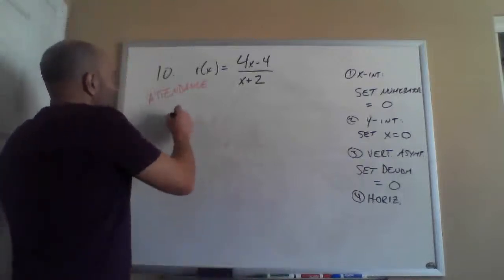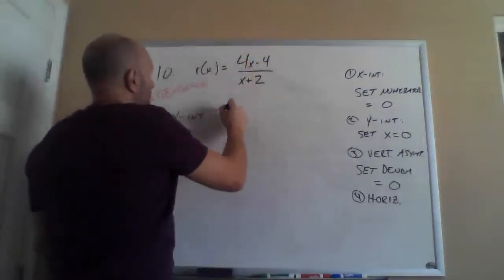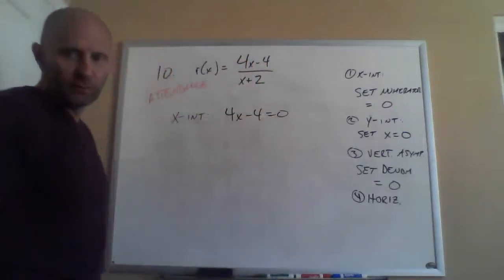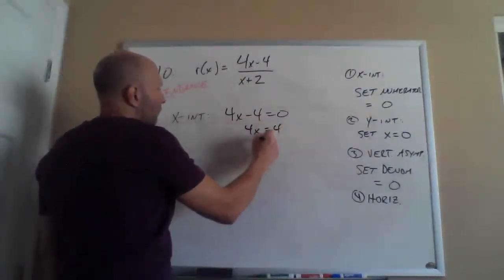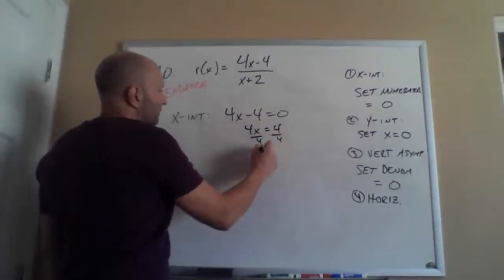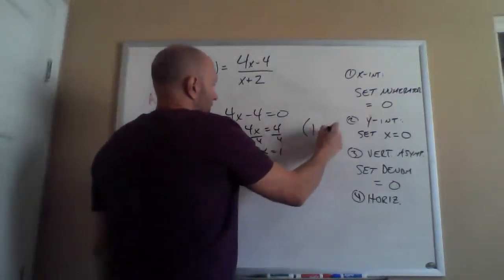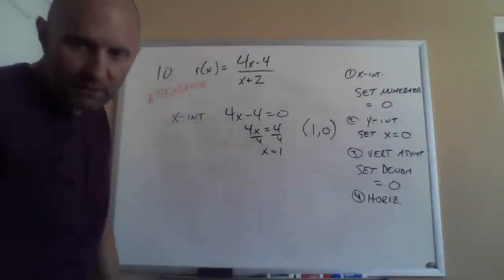X-intercept. For the x-intercept, we always do the same thing. Just take the numerator, 4x minus 4, set it equal to 0. Move the 4 over, so you get 4x is 4. Divide everything by 4, x is equal to 1. So the x-intercept would be when x is 1, y is 0.